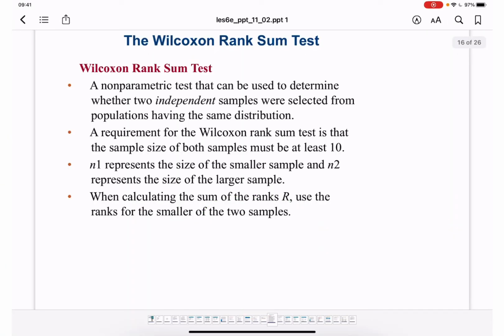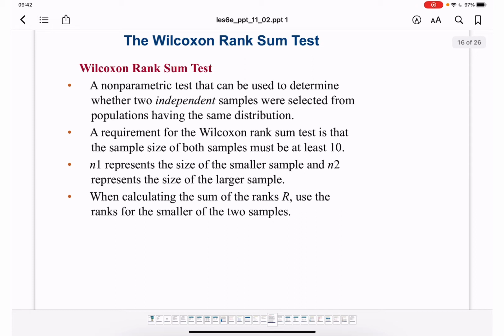The Wilcoxon rank sum test. Till now, in my previous video, I explained Wilcoxon's signed rank test, but this is the Wilcoxon rank sum test. So the Wilcoxon rank sum test is a non-parametric test.